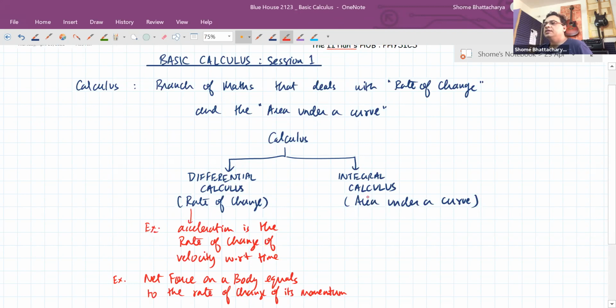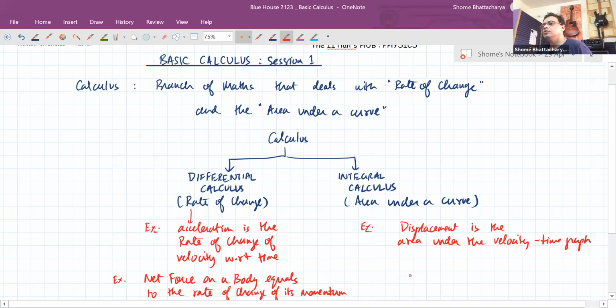Okay. Whereas how this area under the curve and integral applies, for example, is that displacement is the area under the velocity time graph, or impulse due to a force equals the area under the force time graph.